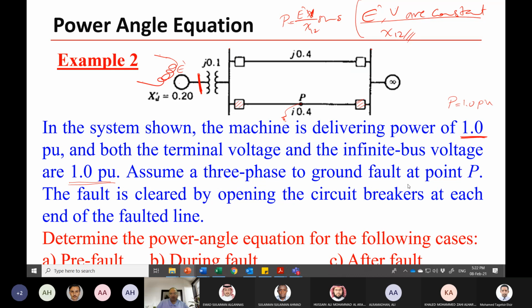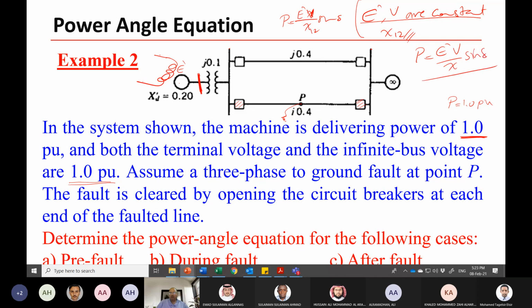Assume a three-phase to ground fault at point P. The fault is cleared by opening the circuit breakers at each end of the faulted line. What we need is to develop the power angle equation pre-fault, during the fault, and after the fault. So the first step is to find the internal voltage and its angle. This is what we need at the beginning in order to write the power angle equation, which is P equal to E prime V over X sine delta.